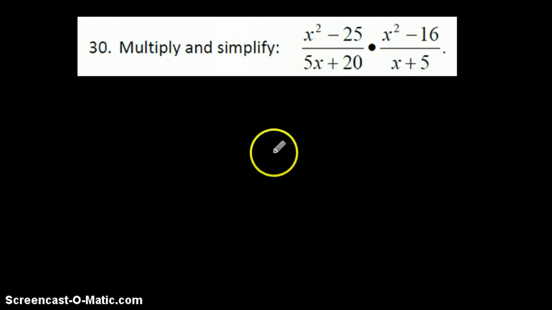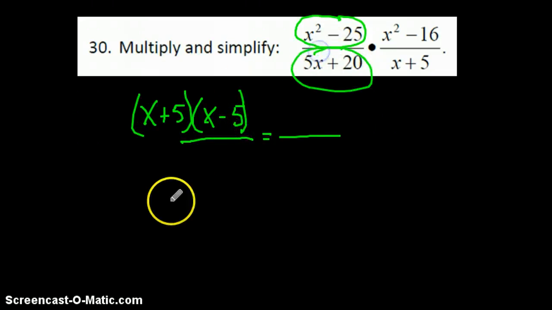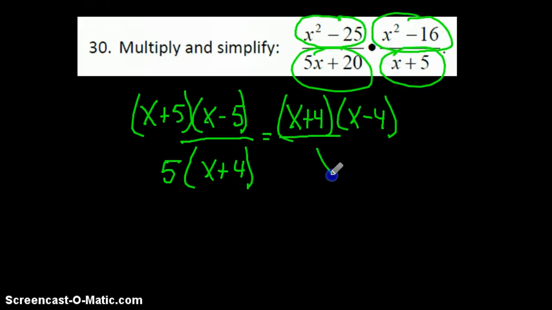Okay, now multiply and simplify. Well, let's see. I've got the problem sitting right there already, so let's factor this as a sum and difference. That's a difference of two squares, so its conjugates are x plus 5 and x minus 5. Let's factor a 5 out of the bottom. That would be x plus 4. All right, let's factor this. This is a difference of two squares, so that's x plus 4 and x minus 4. And there's nothing I could do with that, so we'll just copy it down here.